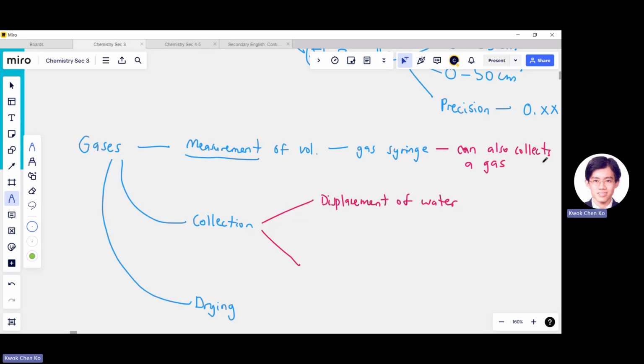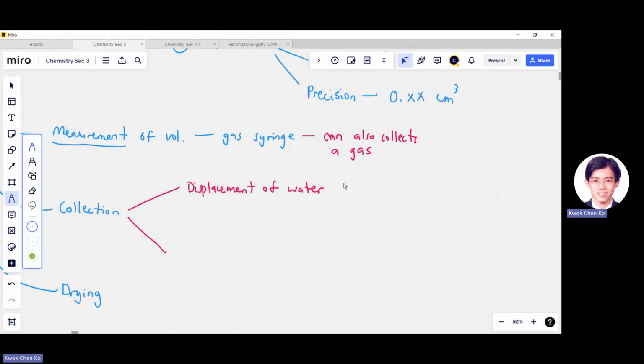Before that, what kind of gases would you use? Insoluble. I hope we are talking about this. So basically, it's only for gases insoluble and unreactive with water.